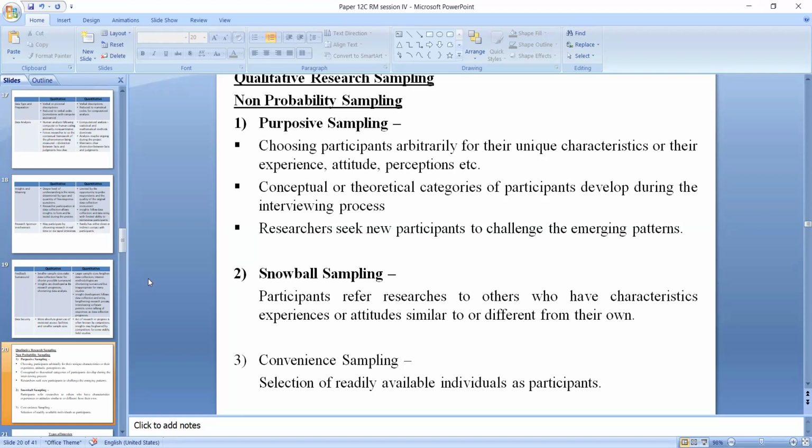3 methods are there. I will start with the second one, simple to understand: snowball sampling. Snowball sampling means, suppose I want to do research on the motivation behind the professionals for doing further studies. Now, whose sample will I take?